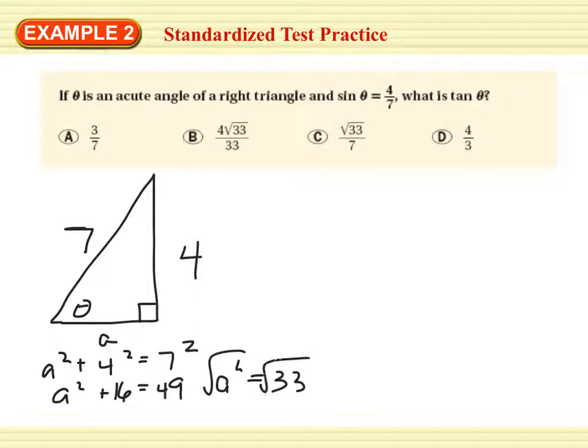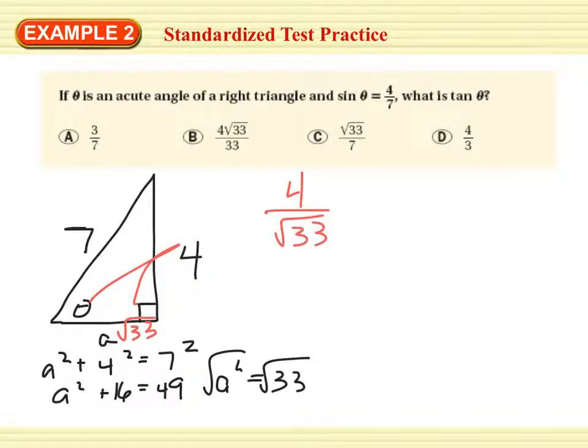Square root of both sides. I'm going to say a is the square root of 33. So tangent is opposite over adjacent: 4 over the square root of 33.